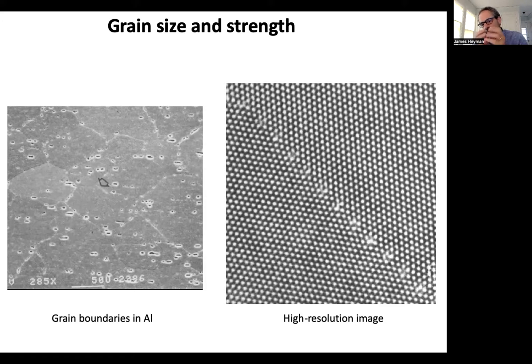So that means when I apply a force, I can only have dislocation motion over a very small range, and then it gets stopped or pinned. And the result of that is that due to grain boundaries, the material becomes less ductile and more brittle.